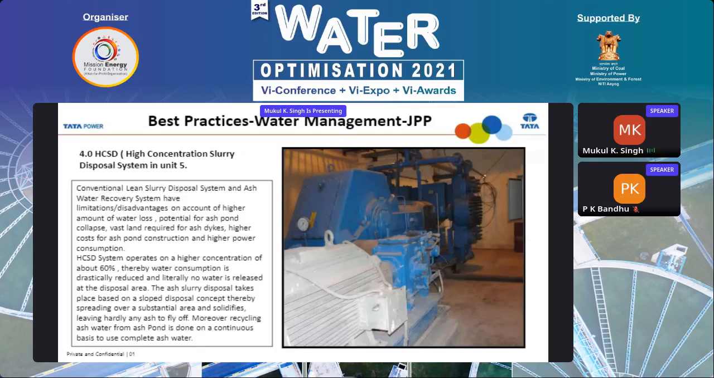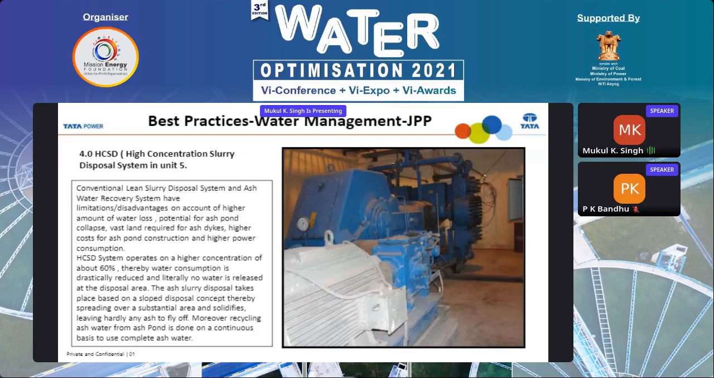We have come to know from some news over the last 2-3 years, there was ash pond collapse in many thermal power plants. Vast land is required for ash dikes. Big ponds have to be made. And there are other power consumption related issues for running the recovery system.